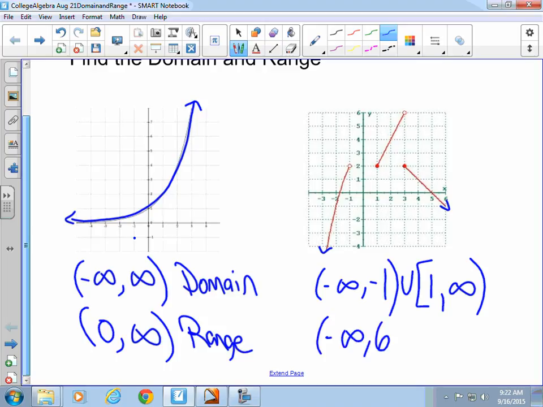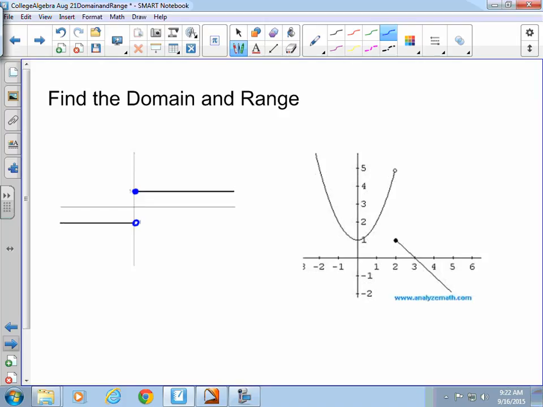Bracket or parenthesis on the 6? Parenthesis, because there's an open circle on that 6. Good. I'm glad you asked that question, because we needed to do that. Okay. Look at these two. Same thought process.